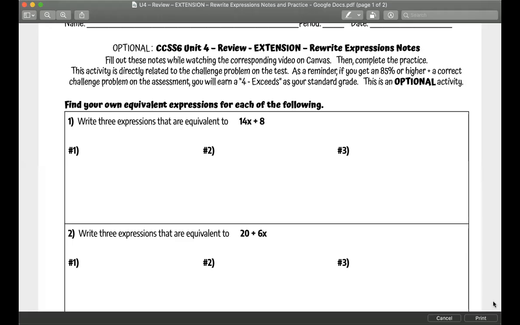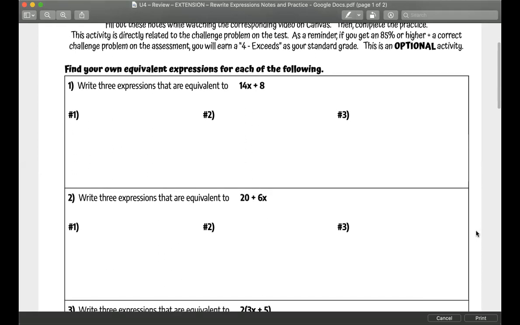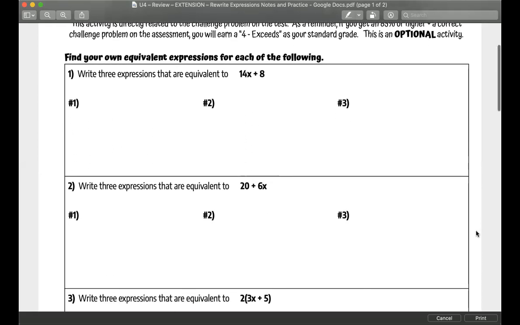All right, so what we are going to look at for this extension lesson is rewriting expressions. So we've looked at simplifying expressions and equivalent expressions. Now we want you to be able to see if you could create your own equivalent expressions. We will give examples for these problems, but there are tons of different possible answers that you could get.